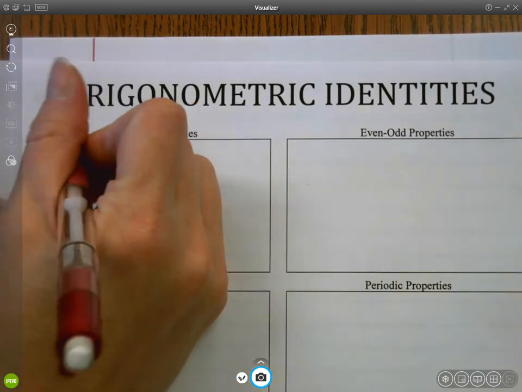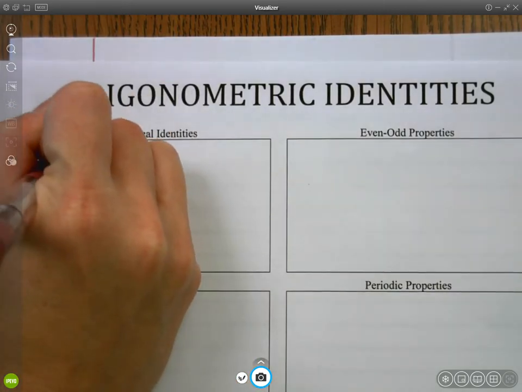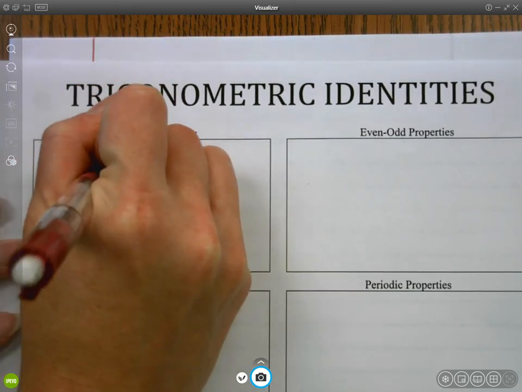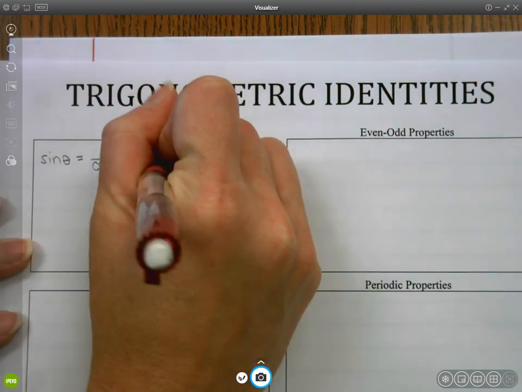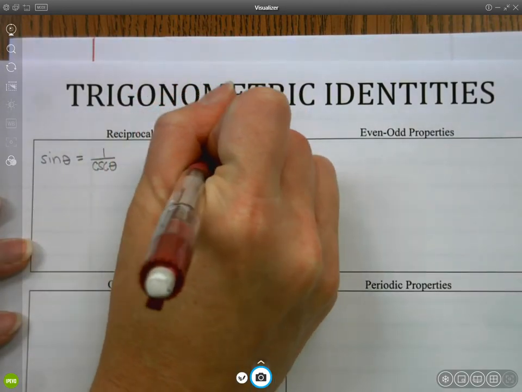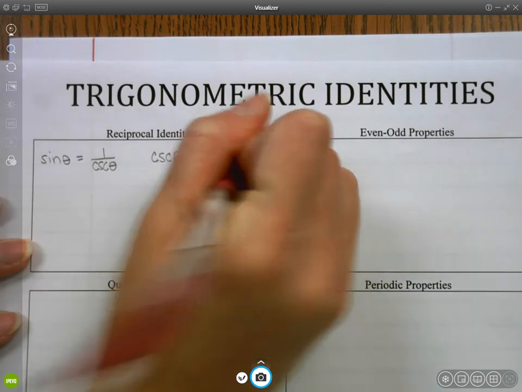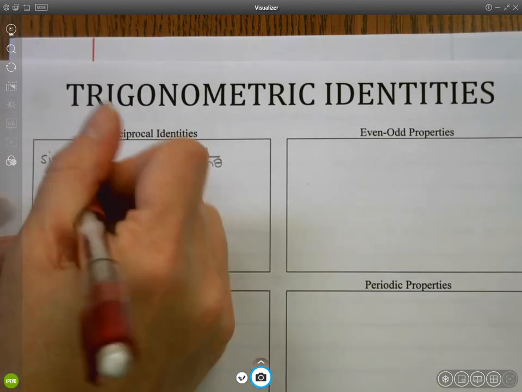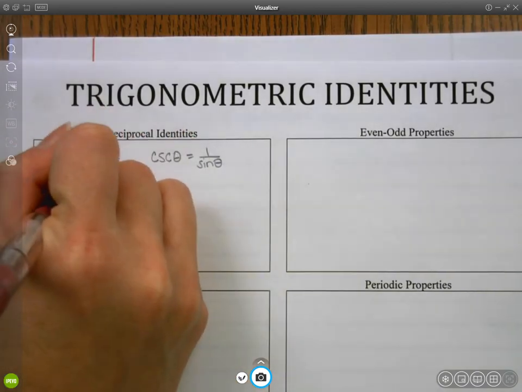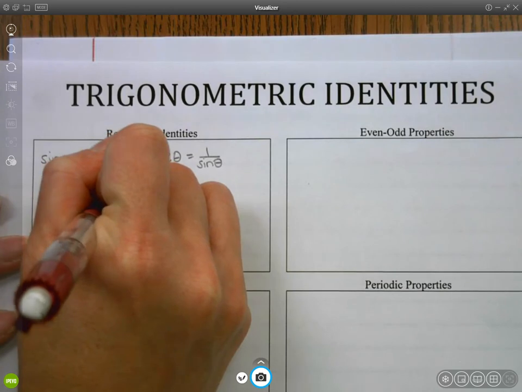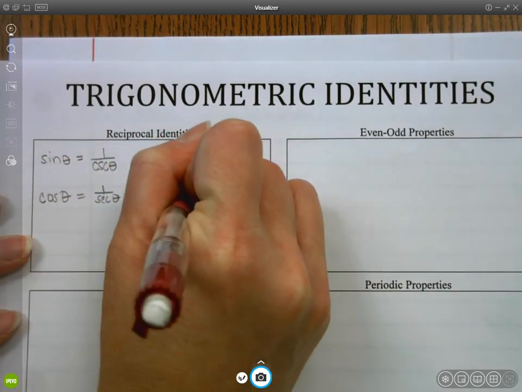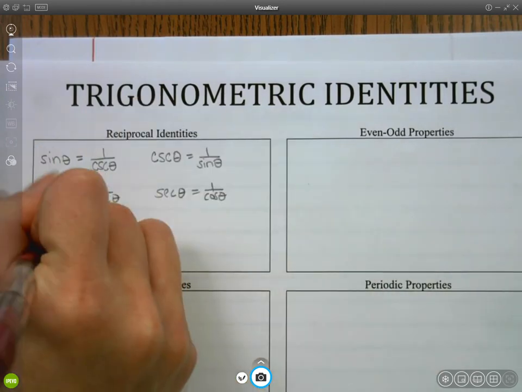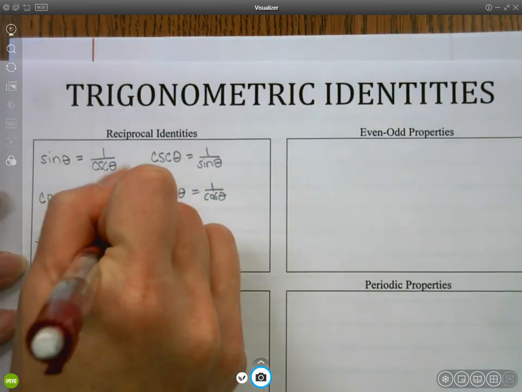So you need to remember that sine has a reciprocal of cosecant and vice versa. So we can replace cosecant with 1 over sine. We can replace sine with 1 over cosecant. If we see 1 over cosecant, we can call it sine. Cosine goes with secant. And tangent goes with cotangent.